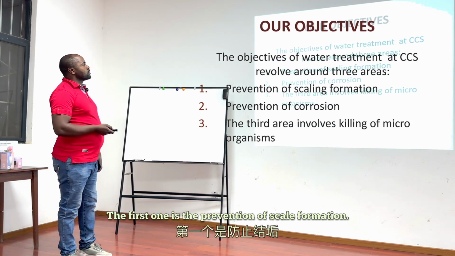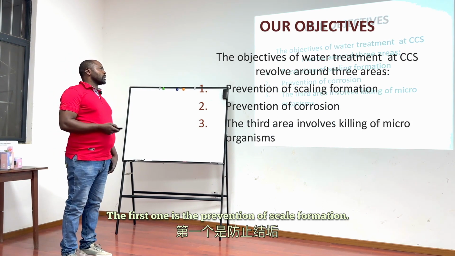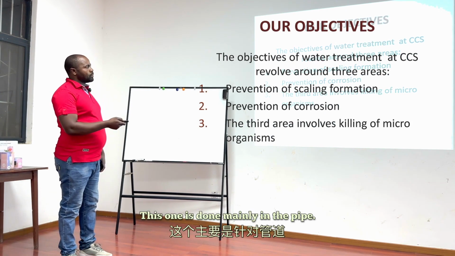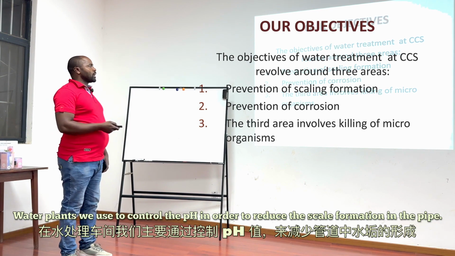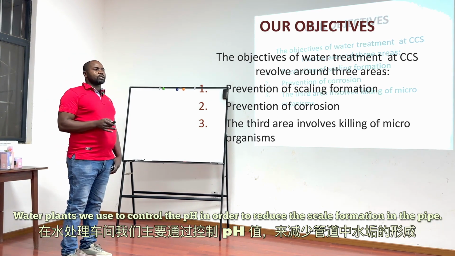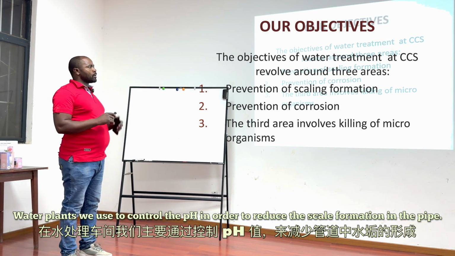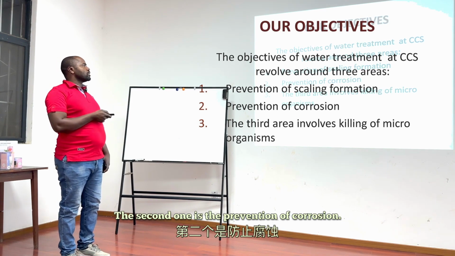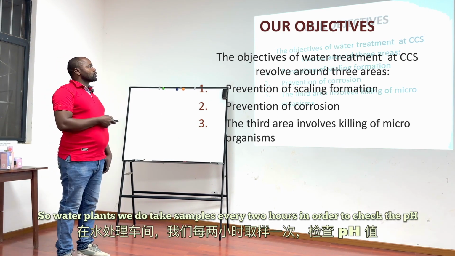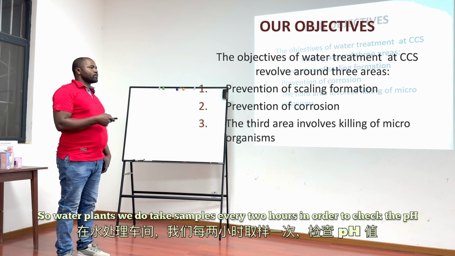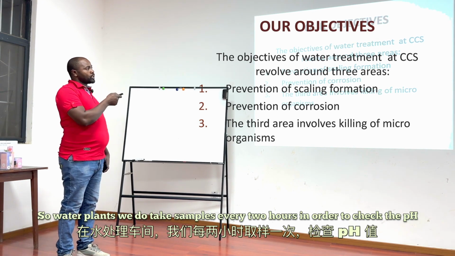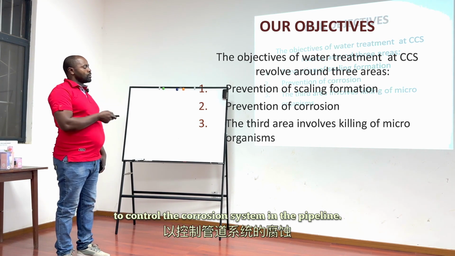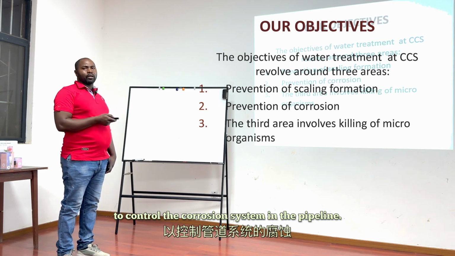The first one is prevention of scale formation. This is done mainly in the pipe. At the water plant we control the pH in order to reduce the scale formation in the pipe. The second one is the prevention of corrosion. So at the water plant we take samples every 2 hours in order to check the pH to control the corrosion in the pipeline system.